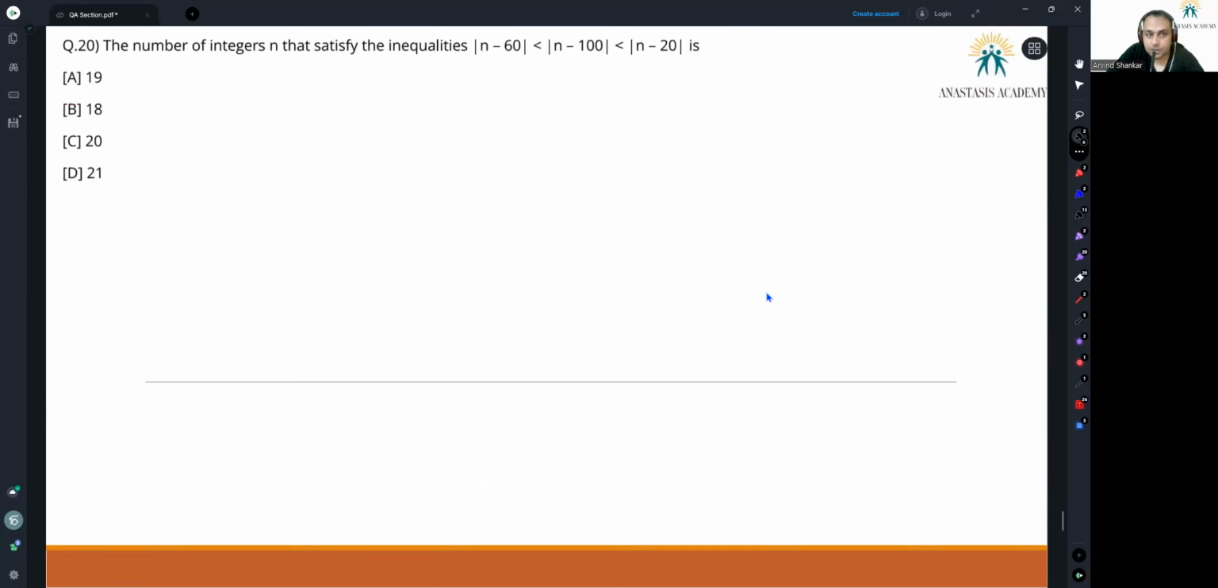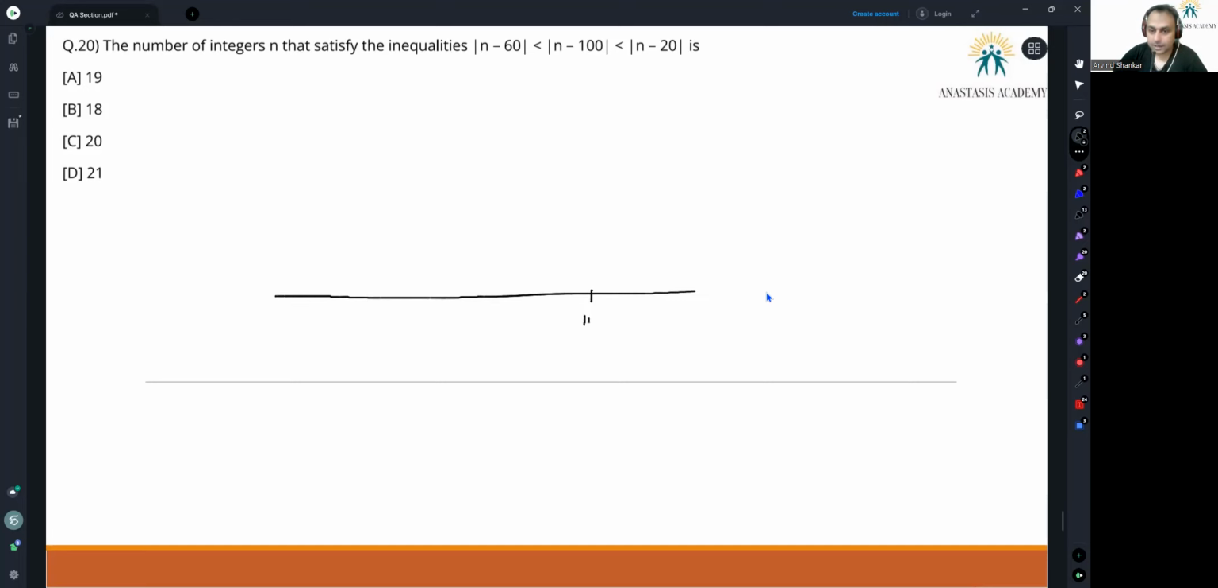Next question. The number of integers n that satisfy the inequalities |n minus 60| is less than |n minus 100| is less than |n minus 20|. We can do it graphically. We can do it equation wise. I prefer doing it graphically. Hopefully you can see.